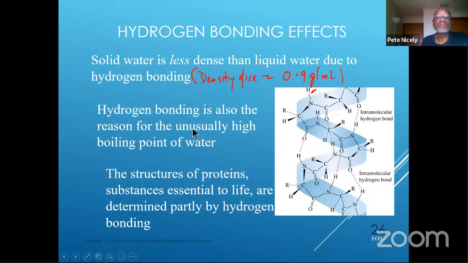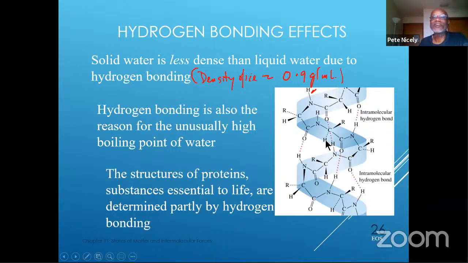Hydrogen bonding is also responsible for the high boiling point of water. I talked about that already. And also when it comes to protein structures, hydrogen bonding is very important. I don't know if you have met this in biology, but in the case of proteins, you have the primary, secondary, tertiary structures. The secondary and tertiary structures are basically held together by hydrogen bonding. And you see that example shown in this diagram here.